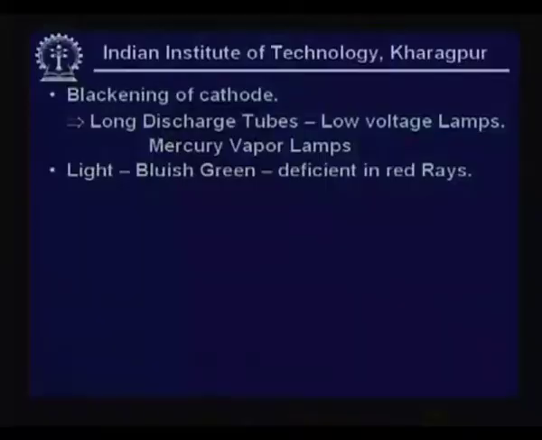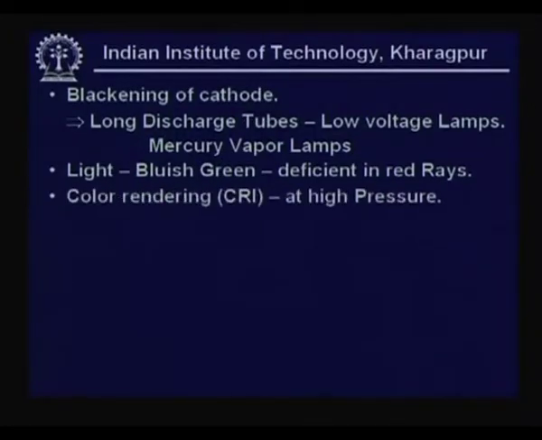Mercury, in fact, has its radiation located around the blue region. Light due to mercury vapor is bluish green and it's deficient in red rays, because of which the color rendering is very poor. Color rendering we will understand when we go into another lecture.